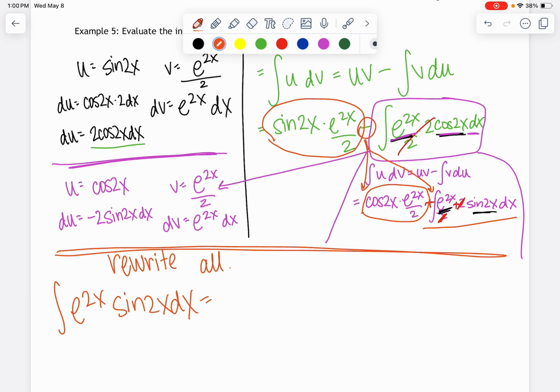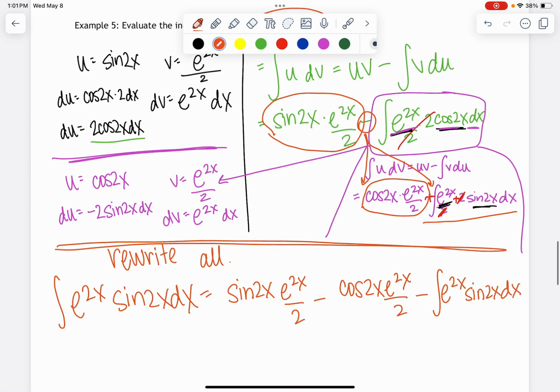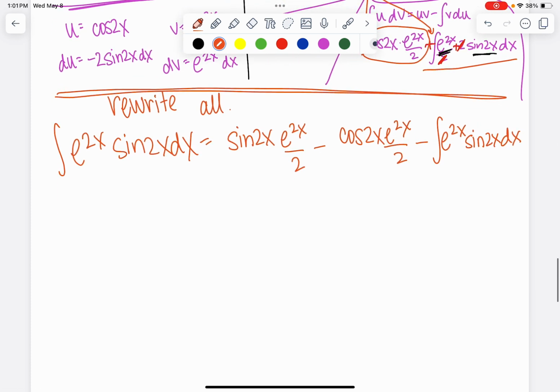So if I look at what I have in green, I have sine of 2x, e to the 2x over 2. And then if I distribute my minus, I have minus cosine of 2x, e to the 2x over 2. And then if I distribute that minus again, I have minus integral e to the 2x, sine of 2x, dx. So instead of continuing to go around in circles, I'm going to look at what I have, and instead of treating this like a problem and an answer, I'm going to treat it like an equation, because that's what it is. It's this equals this and this and this.